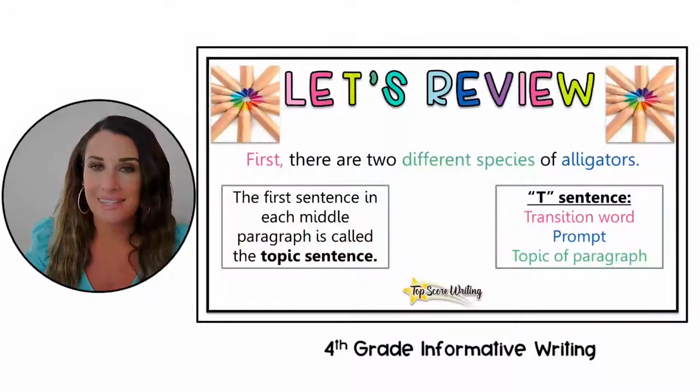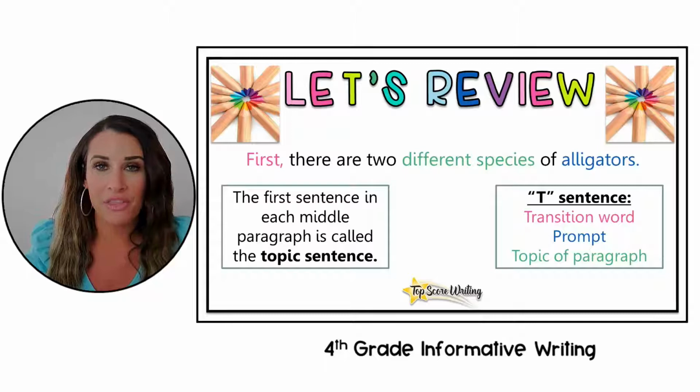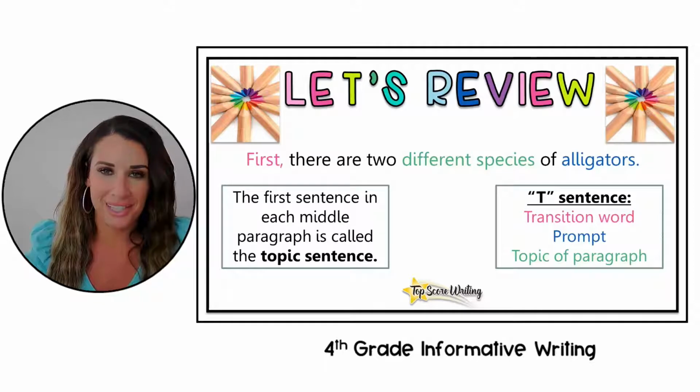In the last lesson, you worked on writing topic sentences. Remember that I went over 3 parts. You can see on the right side of the screen, I have the 3 parts listed and color-coded: the transition word in pink, prompt in blue, and topic of paragraph in green. At the top, I have an example there for you that we wrote using the alligator passages.